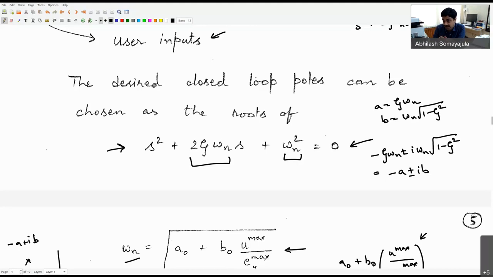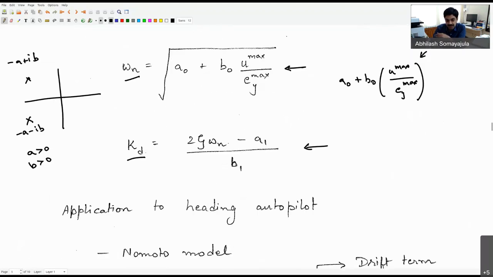I know omega n because I fixed my KP value based on the saturation levels. So therefore omega n is known to me. Now I need to find zeta. Basically I have to find the damping ratio, and once I have the damping ratio I can find the derivative gain corresponding to it by plugging it here.